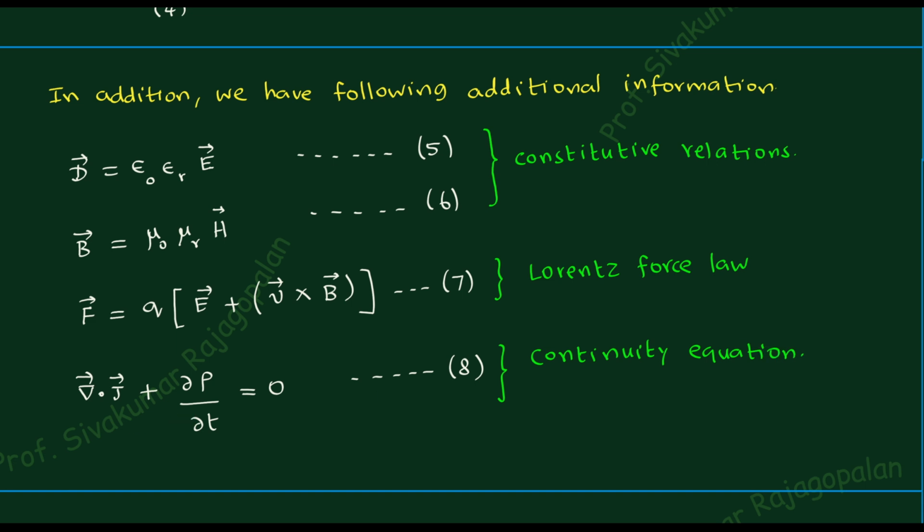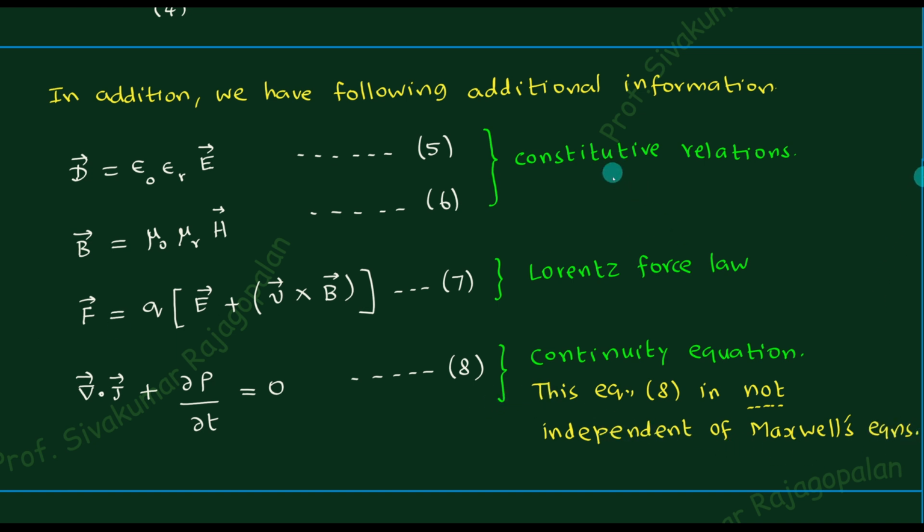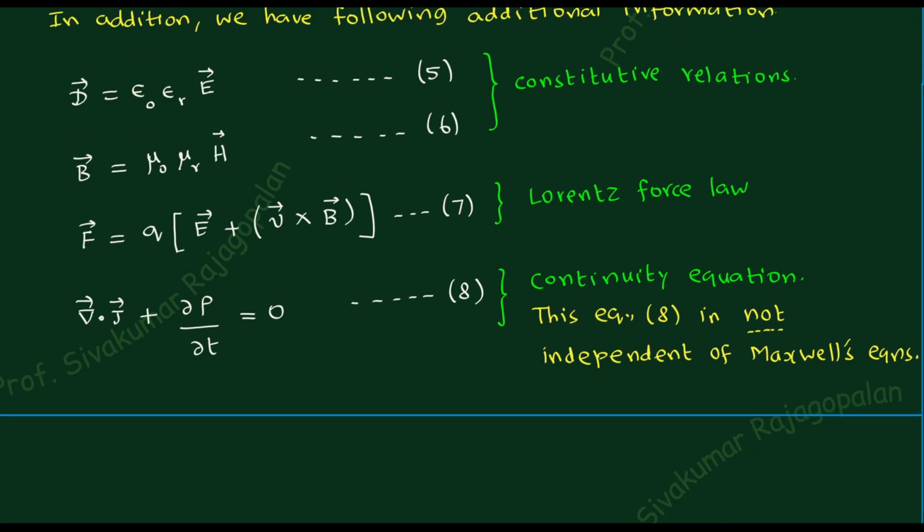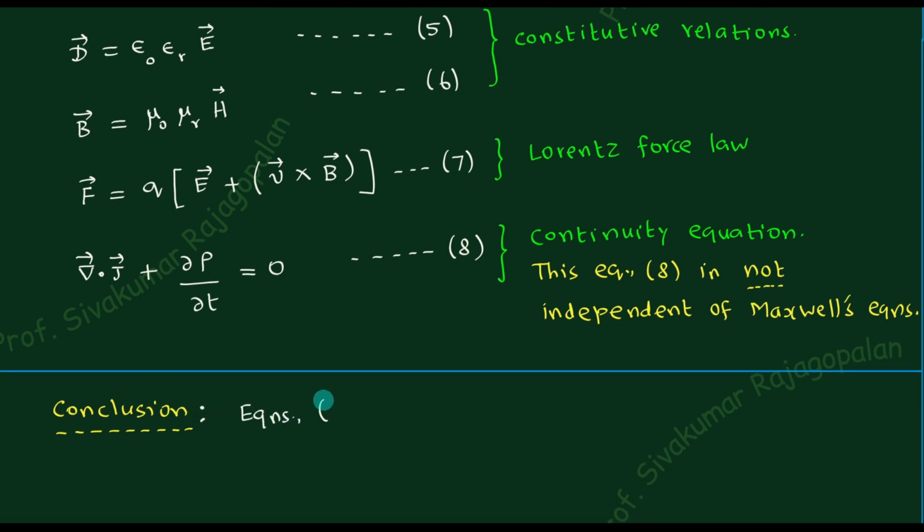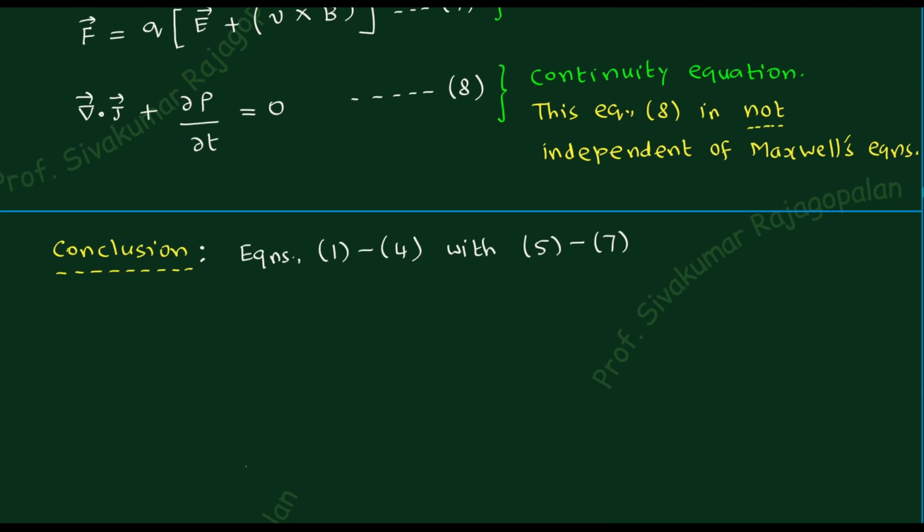There is a point to be noted about the continuity equation, that this particular equation, namely equation number 8, is not considered, or it is not an independent equation. I will explain what is the meaning of this. However, the point to be noted is that the constitutive relations and Lorentz force law are required over and above the Maxwell equations. That is very important. So let me write down the conclusion. If you want to study the electrodynamic properties, or we say electromagnetism, for the static situation, then equation number 1 to 4, that is the Maxwell equations, together with 5, 6 and 7, are the equations required. These equations explain the complete electrostatics and magnetostatics.